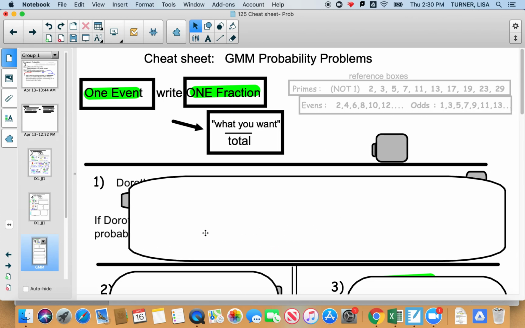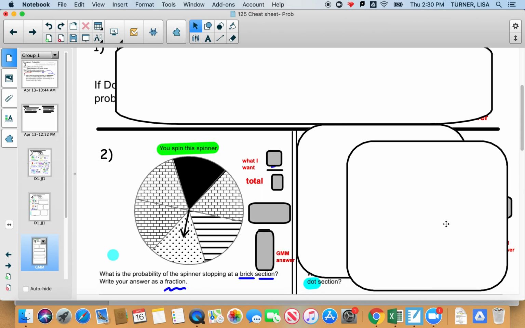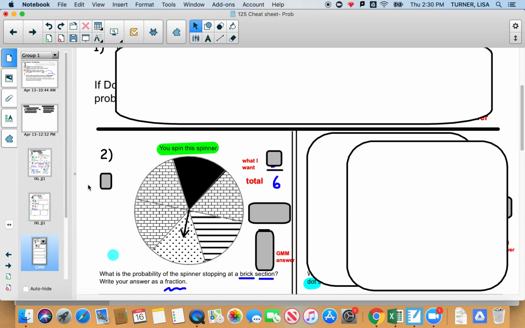All right, that's that one. Number 2, let's take a look at number 2. This one has a spinner, so we have some visuals on these. You spin the spinner, and it's one spin, so we have one fraction. And I look, 1, 2, 3, 4, 5, 6. I go for that total right away in my denominator.